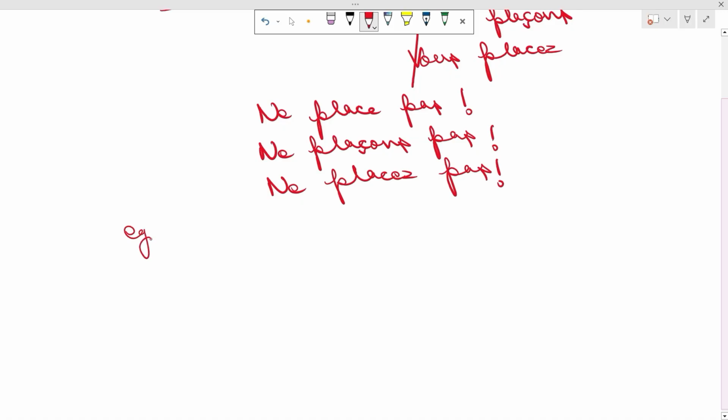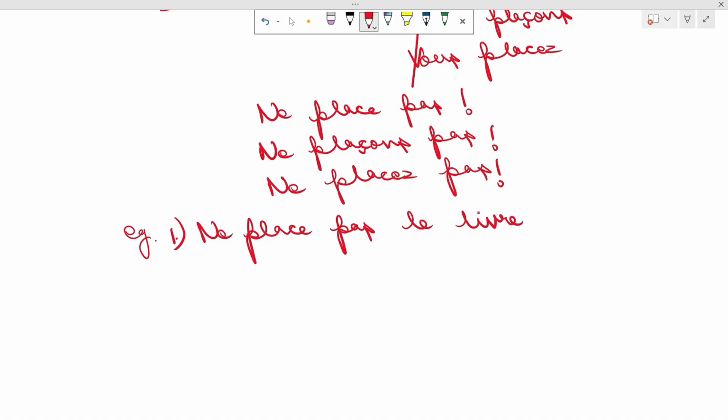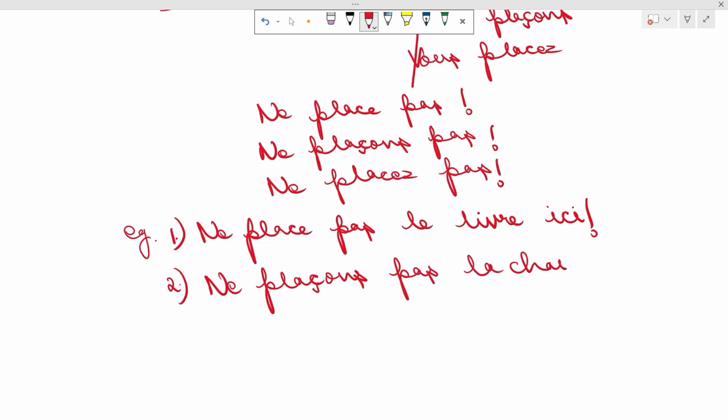Let's take some examples. Ne place pas le livre ici. Don't place the book here. Second, ne plaçons pas la chaise ici. Let's not place the chair here.